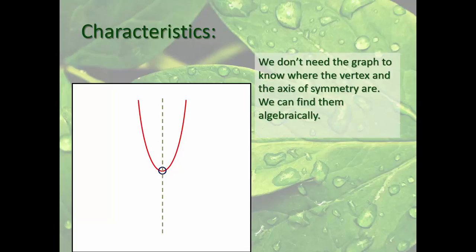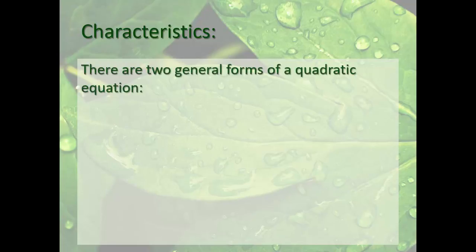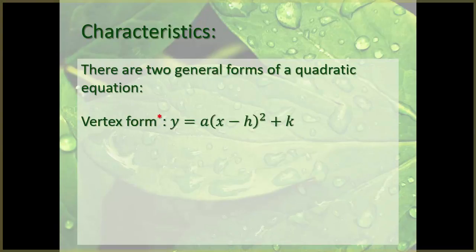Fortunately, we don't need graphs in order to determine where either of those two things are. We can find them algebraically. And you're going to see that quadratics come in usually two different forms. The first is referred to as vertex form. That's the one that we worked with in chapter 1. y equals a(x minus h) squared plus k. And that h moved it left and right, that k moved it up and down. We know all about that.